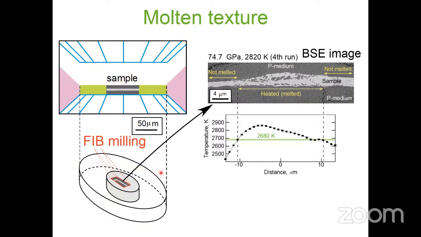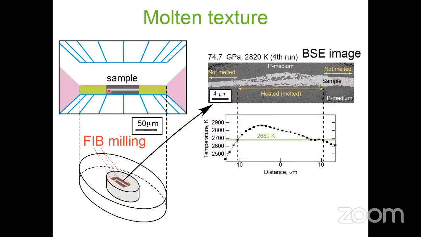And after doing the high pressure-temperature experiment, we recover the sample by opening up the cell and then put that into a focused ion beam machine. And then using a gallium beam, we can mill the sample, and then we can have a look at the cross section of the sample.